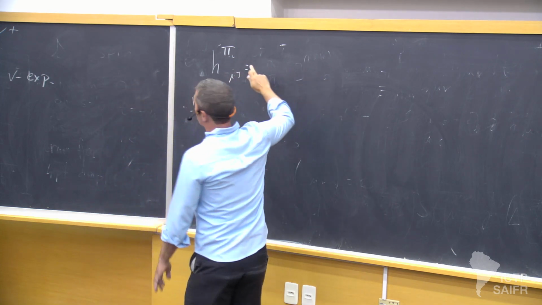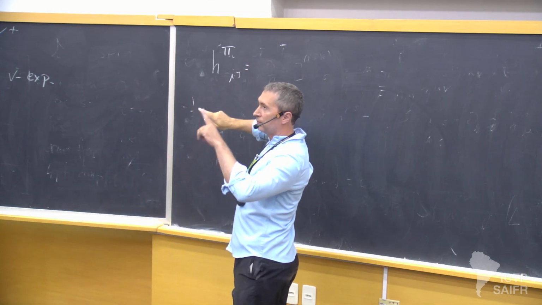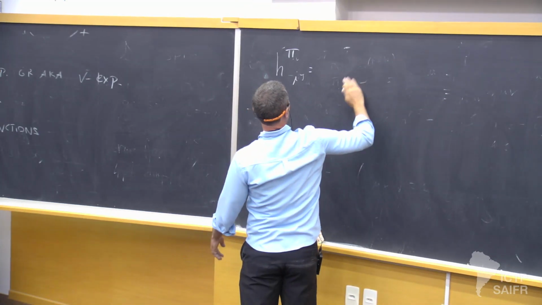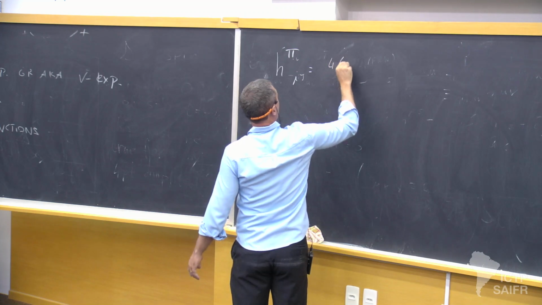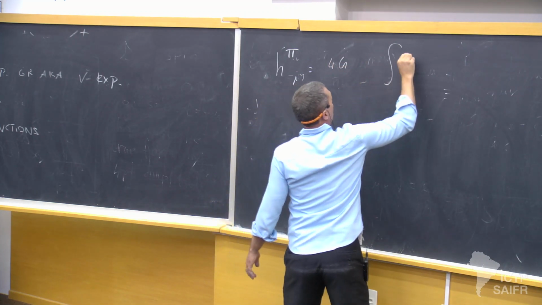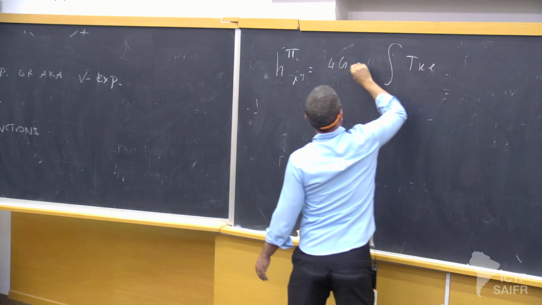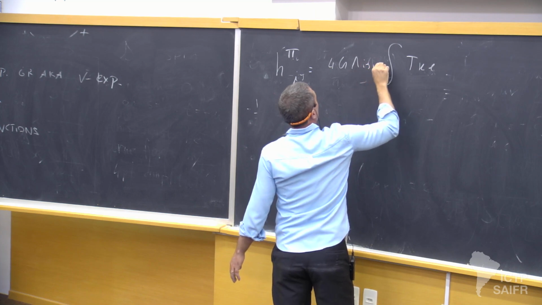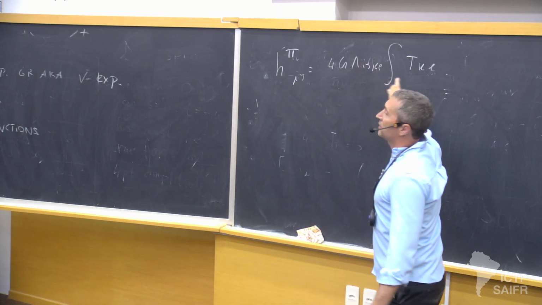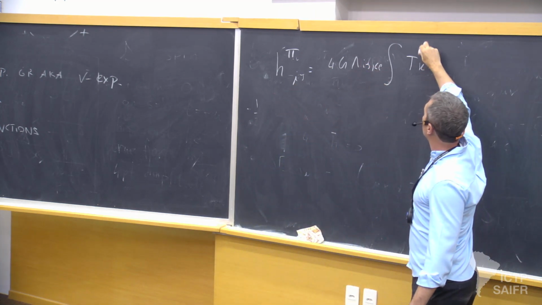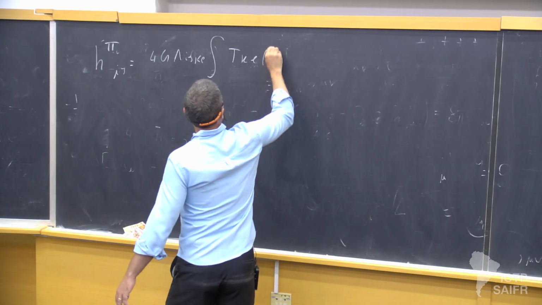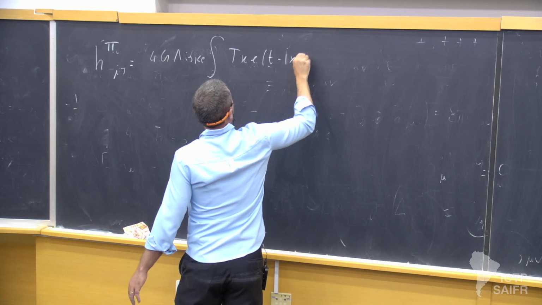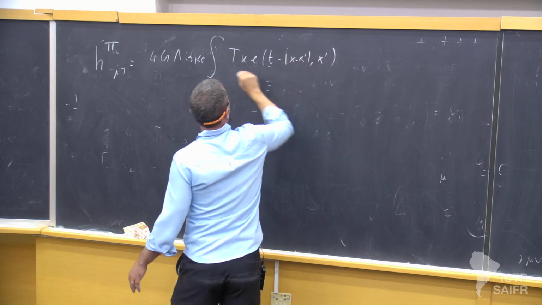So there was minus 16 pi G, there was minus 1 over 4 pi from the Green function, so I get 4G T_kl Λ_ij. Writing the Λ is very boring. Sometimes I will forget it. I will put a TT on the source, which means the Λ projected: T(t - |x - x'|, x').